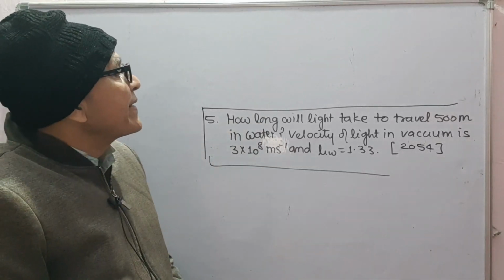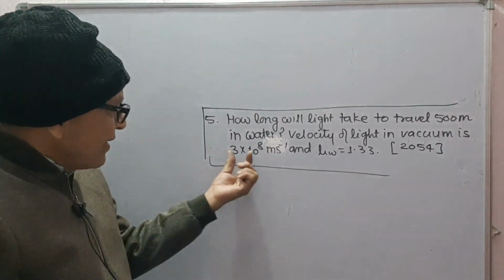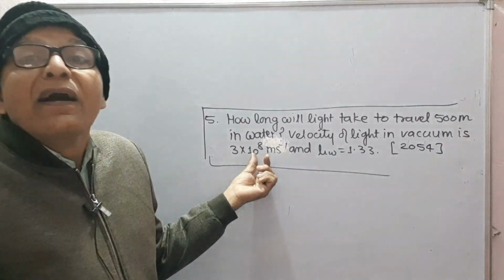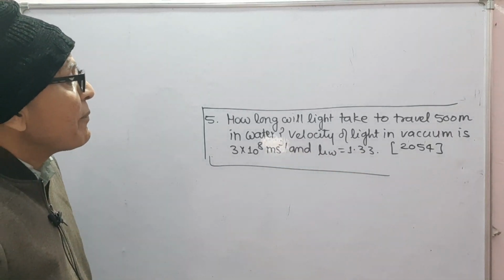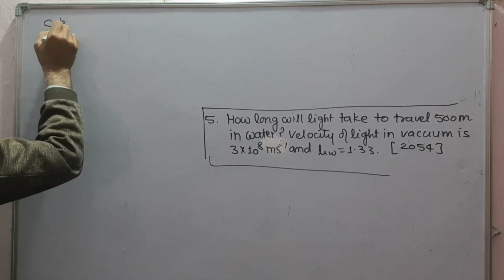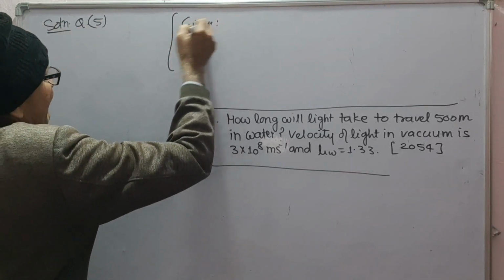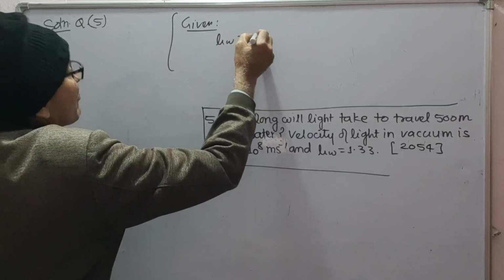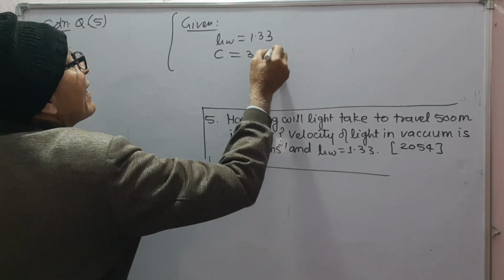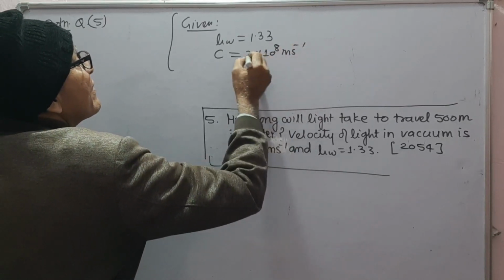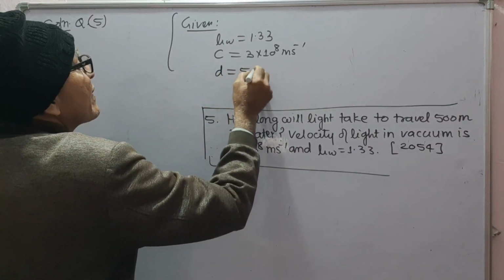How long will light take to travel 500 meter in water? Velocity of light in vacuum is 3 into 10 to power 8 meter per second, and the refractive index of water is given to be 1.33. Solution to question 5. Given refractive index of water is 1.33. Velocity of light in vacuum is 3 into 10 to power 8 meter per second. Distance is 500 meter.